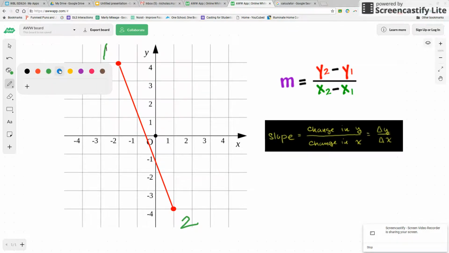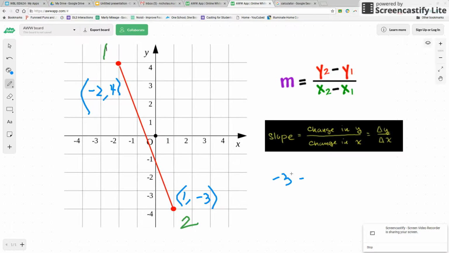Now I'm going to find my coordinates here. For this first point, my x is -2 and my y is 4, so I have -2 and then 4. For my second point, my x is 1 and my y is -3 down. All right, so I have my coordinates. Now I start plugging things in. The y of 2 is -3, minus the y of 1, which is 4, so I have -3 minus 4 on the top, over the x of 2, which is 1, minus the x of 1, which is negative 2, on the bottom.